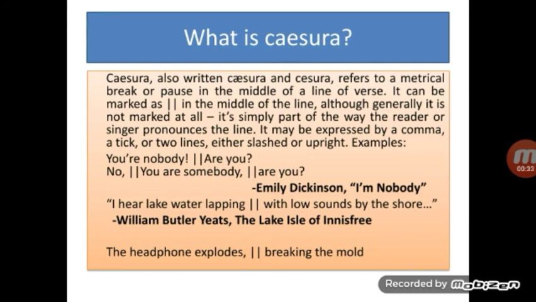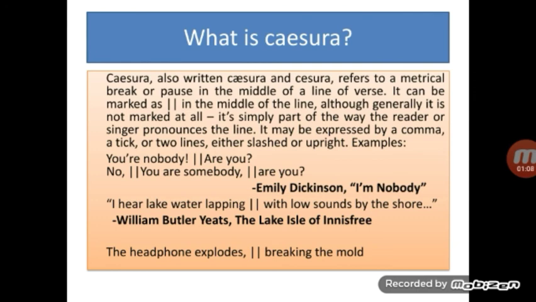It can be marked, as you see in the slide, in the middle of the line, although generally it is not marked at all. It's simply part of the way the reader or singer pronounces the line. It may be expressed by a comma, or tick, or two lines, either slashed or upright. Two upright lines are mostly used in talking about or using caesura.